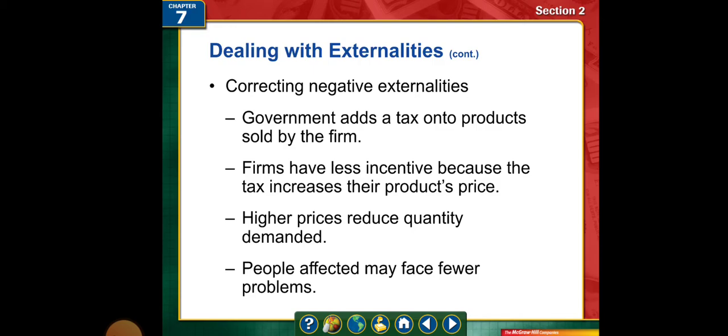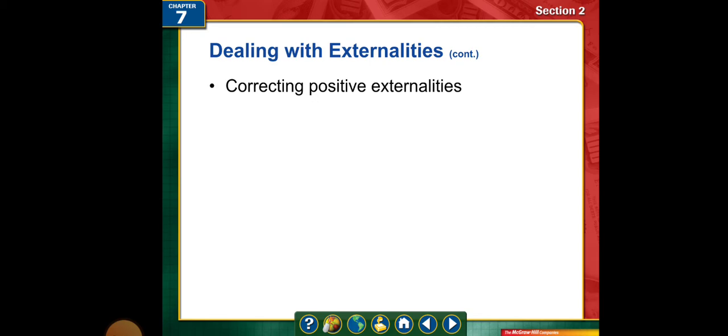So here, guys, I can give an example to make you understand more, like smoking cigarettes. If the government wants to reduce the pollution or the harms that affect people by smoking more and more, they can add a tax on cigarettes. The product here means the cigarettes. Firms have less incentive because the tax increases the product's price, or the cigarette's price. Higher prices reduce quantity demanded by the consumer. I'm not going to buy more and more cigarettes. So people affected may face fewer problems of, for example, heart attack, and it may cause death, right?